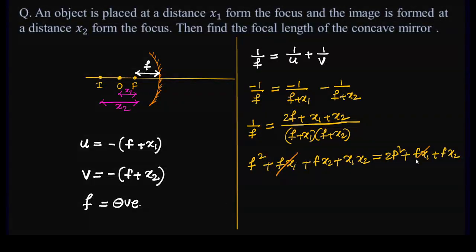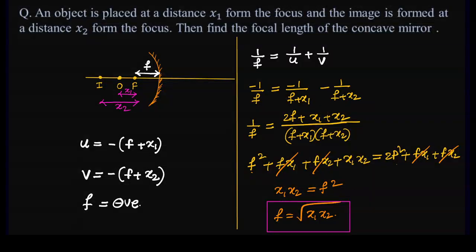Check for cancellations. So fx1 and fx2 will get cancelled, and f squared with f squared. So we get x1 into x2 equal to f squared. That means the focal length f is equal to the square root of x1 into x2. This is the focal length of the concave mirror.